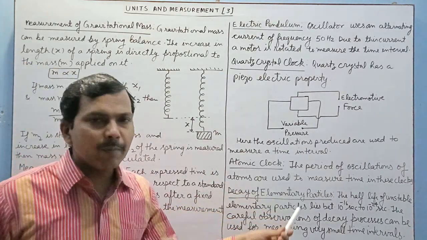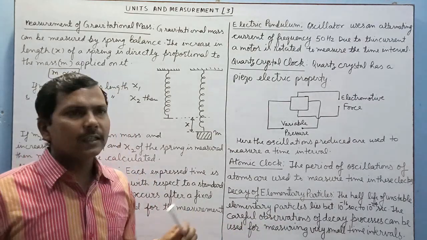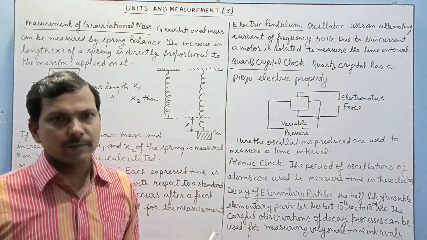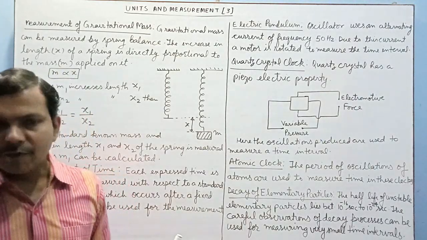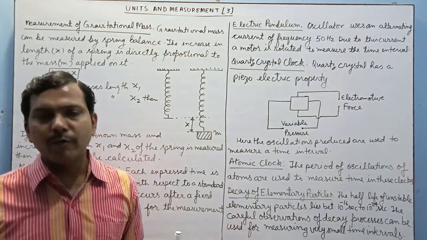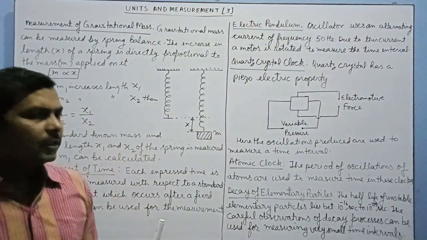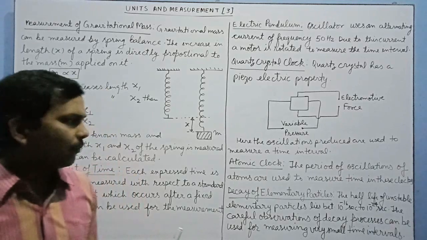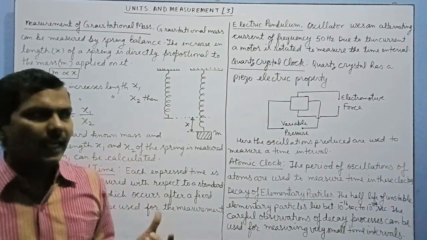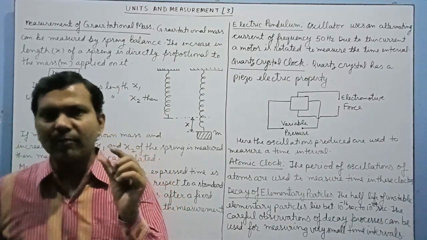Also, the decay of elementary particles can be used to measure time intervals. We know that there are many elementary particles which are unstable in nature, and their half-life lies between 10 to the power minus 16 second to 10 to the power minus 24 second. We can use this interval for the measurement of time. Careful observations of these decay processes can be used for the measurement of very small time intervals.